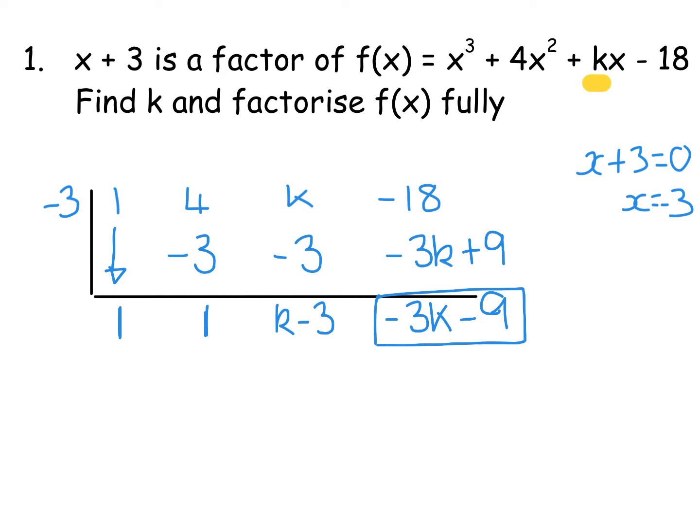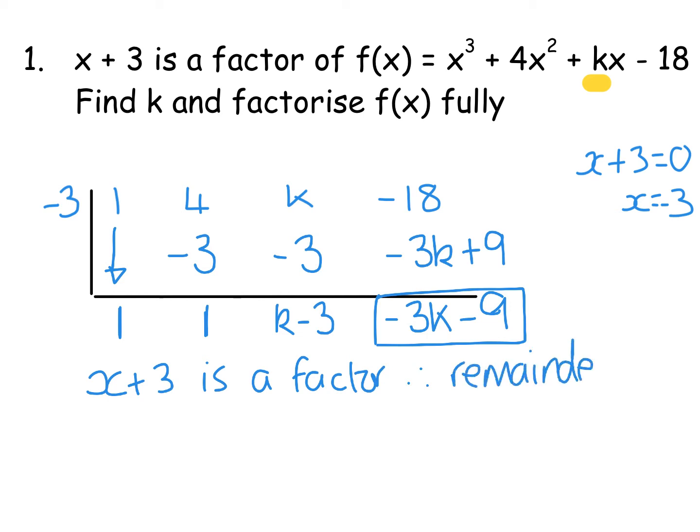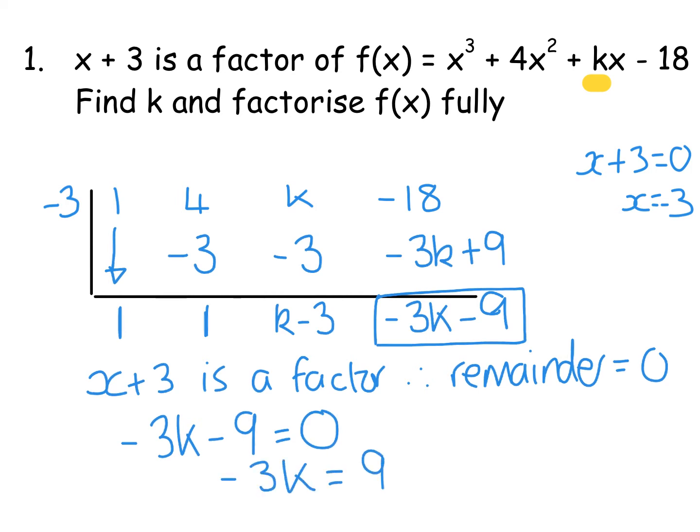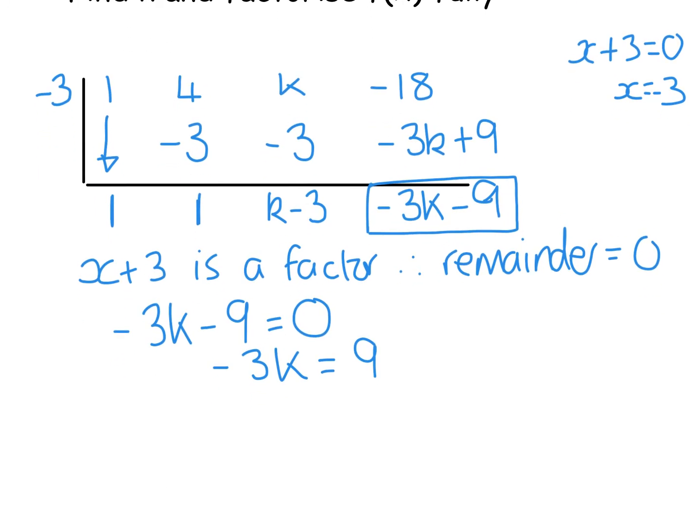Now, because we are told that x plus 3 is a factor, then I know that my remainder equals 0. So the remainder should be 0. And that means that I can put negative 3k, negative 9 equal to 0. And then if you solve that, you have negative 3k equals positive 9, and k equals negative 3.